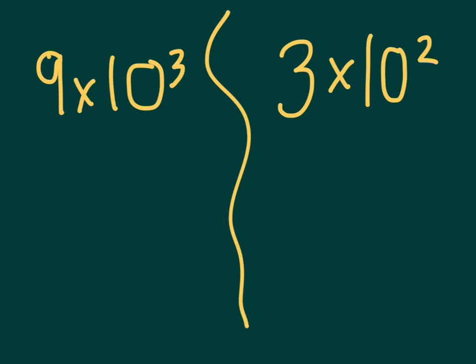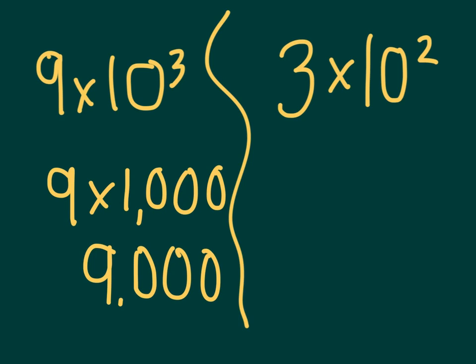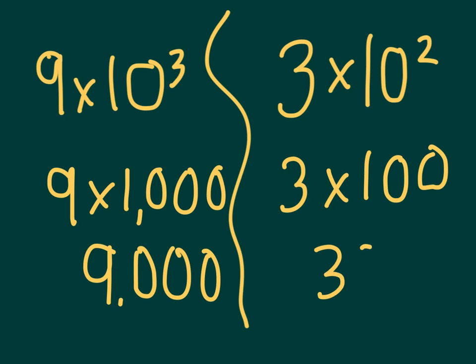Now that you've tried to solve them, let's see how you did. This problem would be 9 times 1,000, and that would give me 9,000 as my answer. And then over here we have 3 times 100. And 3 times 100 is 300. So I hope you enjoyed learning about exponents. We are going to take it a step further tomorrow in class as we explore exponents and what they mean.